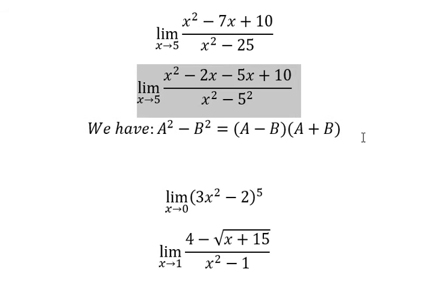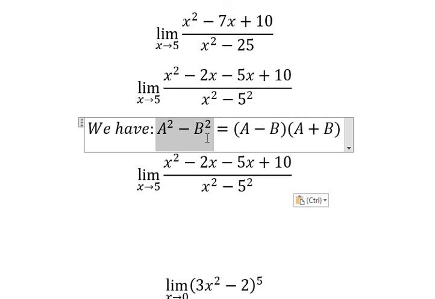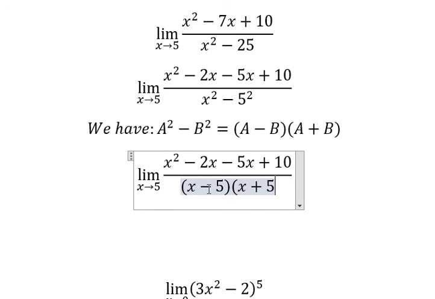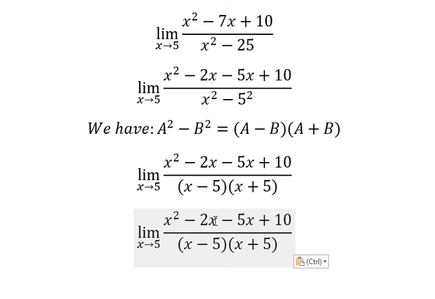So this is a, this is b. We apply the formula in here and you get a minus b multiplied by a plus b. So you get s minus 5, s plus 5. So we have s and s. We can do factorization by s.